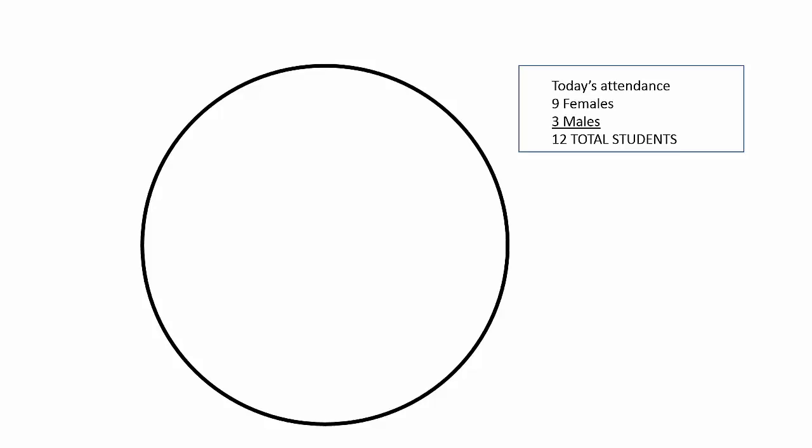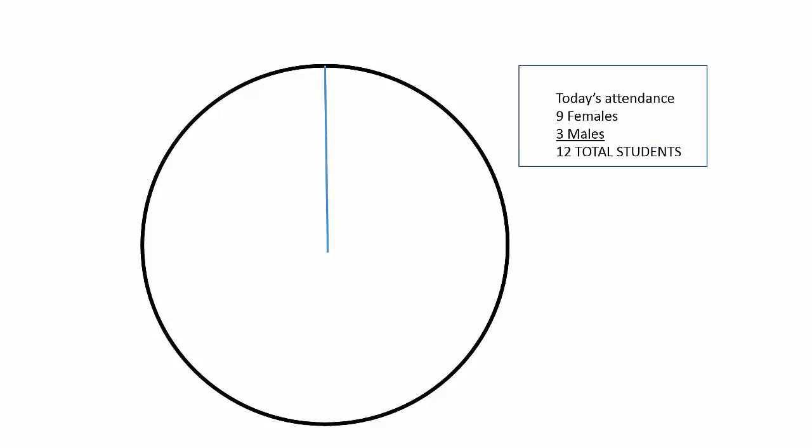So we want to look at what does that look like? How do the males compare to the females on a circle graph? So we're going to start with a line from the center to the edge, and in geometry we would call this a radius line. Okay, so we're going to split the circle into 2 parts.